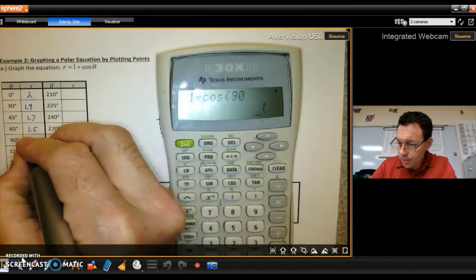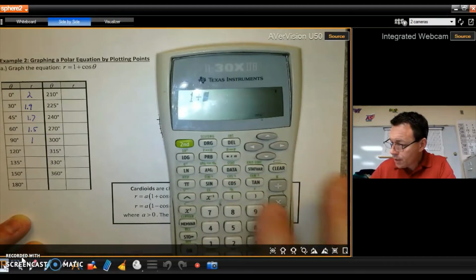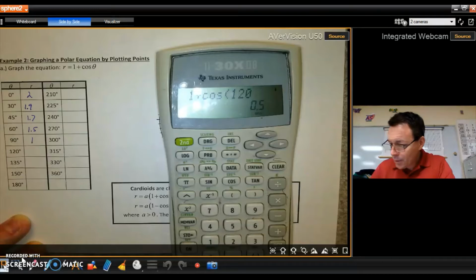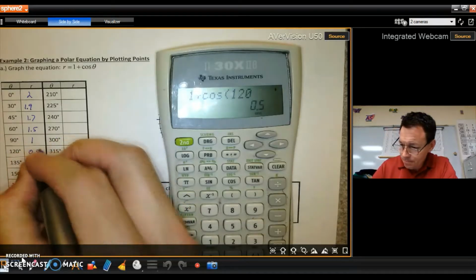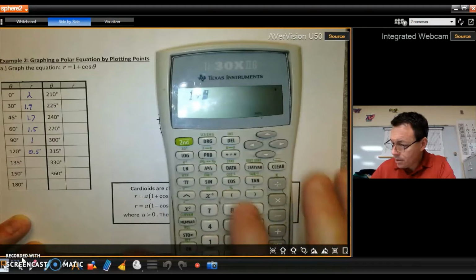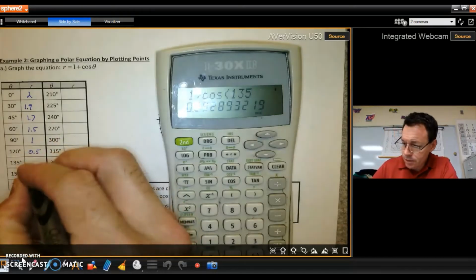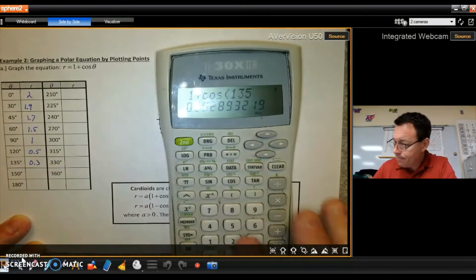Just stay with me. Keep going. I'm going to show you a little trick here in a second. Cosine of 120. What do we have? 0.5. Okay. 1 plus cosine of 135. We'll call that 0.3. So 0.3.